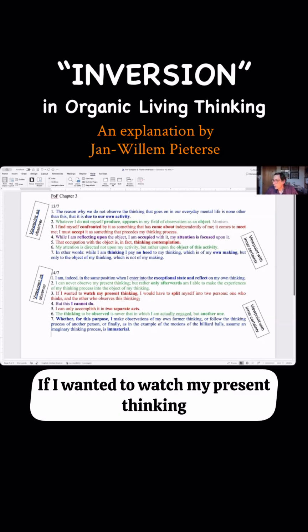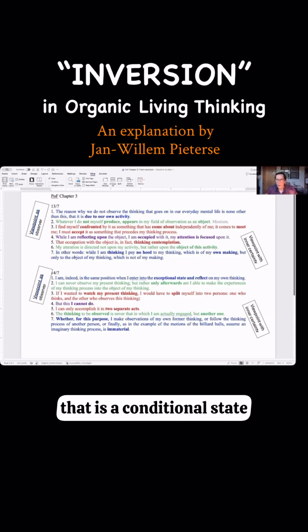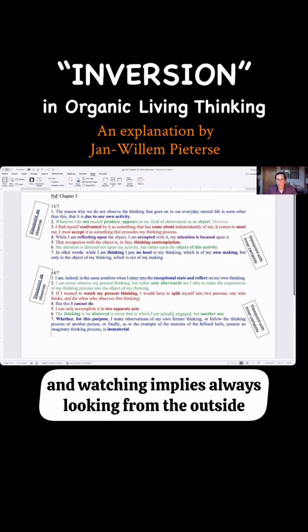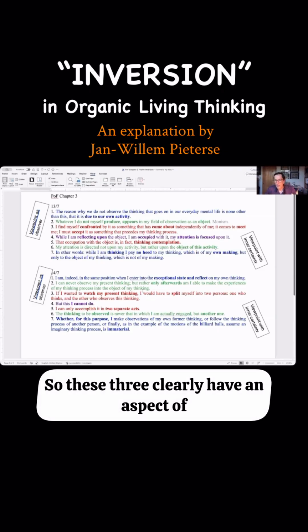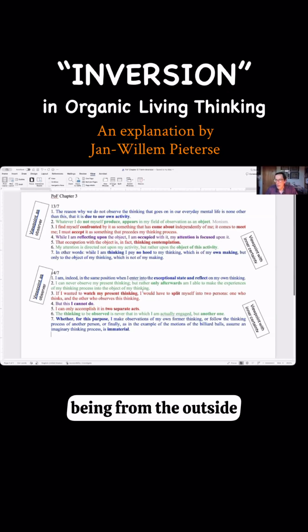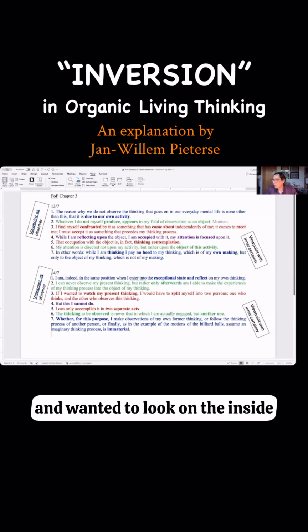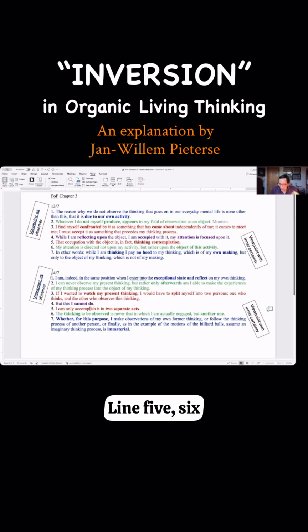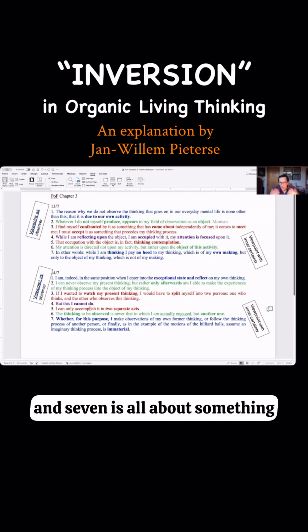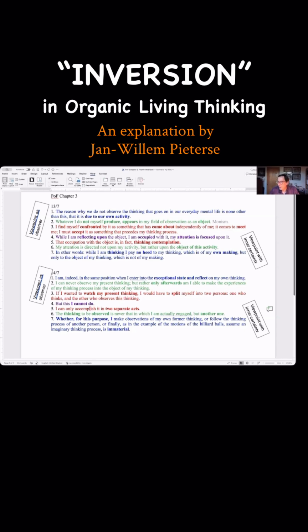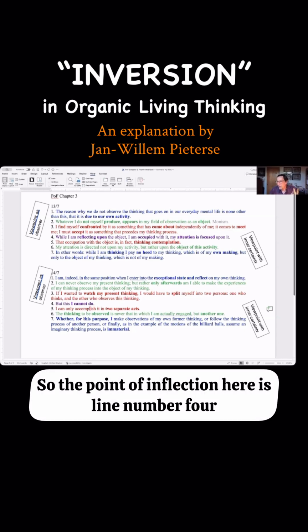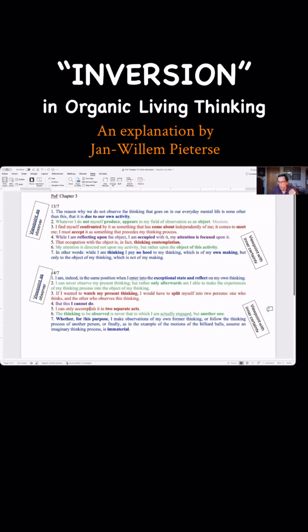If I wanted to watch my present thinking, that is a conditional state, but he's watching, and watching implies always looking from the outside. So these 3 clearly have an aspect of being from the outside and wanted to look on the inside. Line 5, 6, and 7 is all about something that lives inside, something that we're observing from the inside. So the point of inflection here is line number 4. That is where the inversions are taking place.